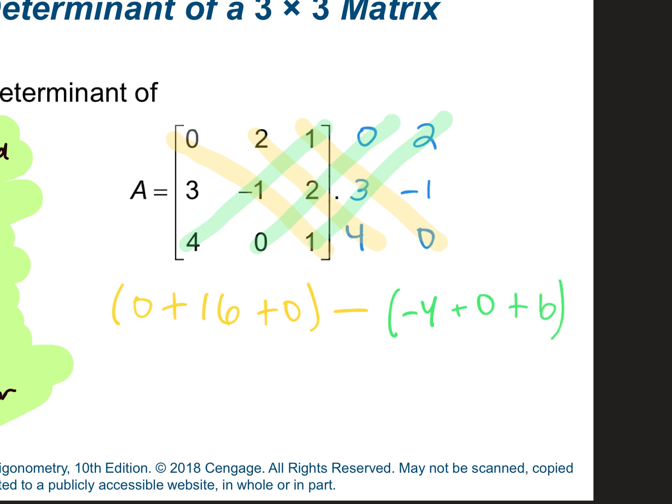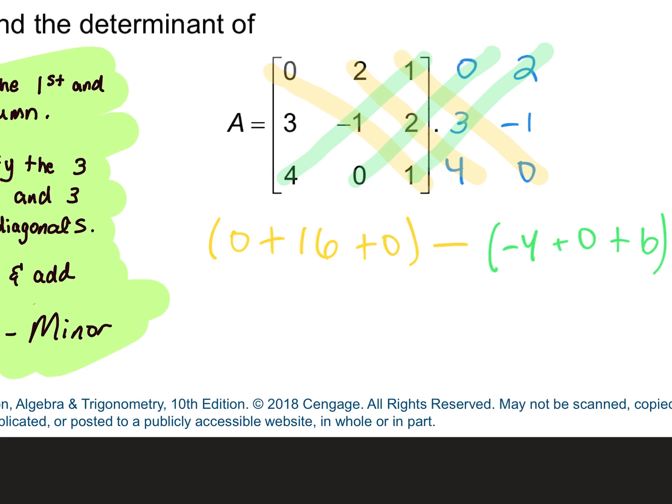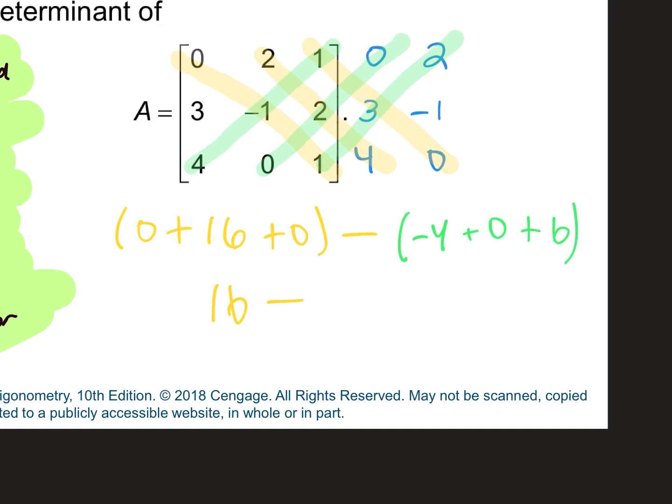And now we simplify. In yellow, what's 0 plus 16 plus 0? 16 minus, what's negative 4 plus 6? Positive 2, right? So then what's 16 minus 2? 14. And there's your determinant.